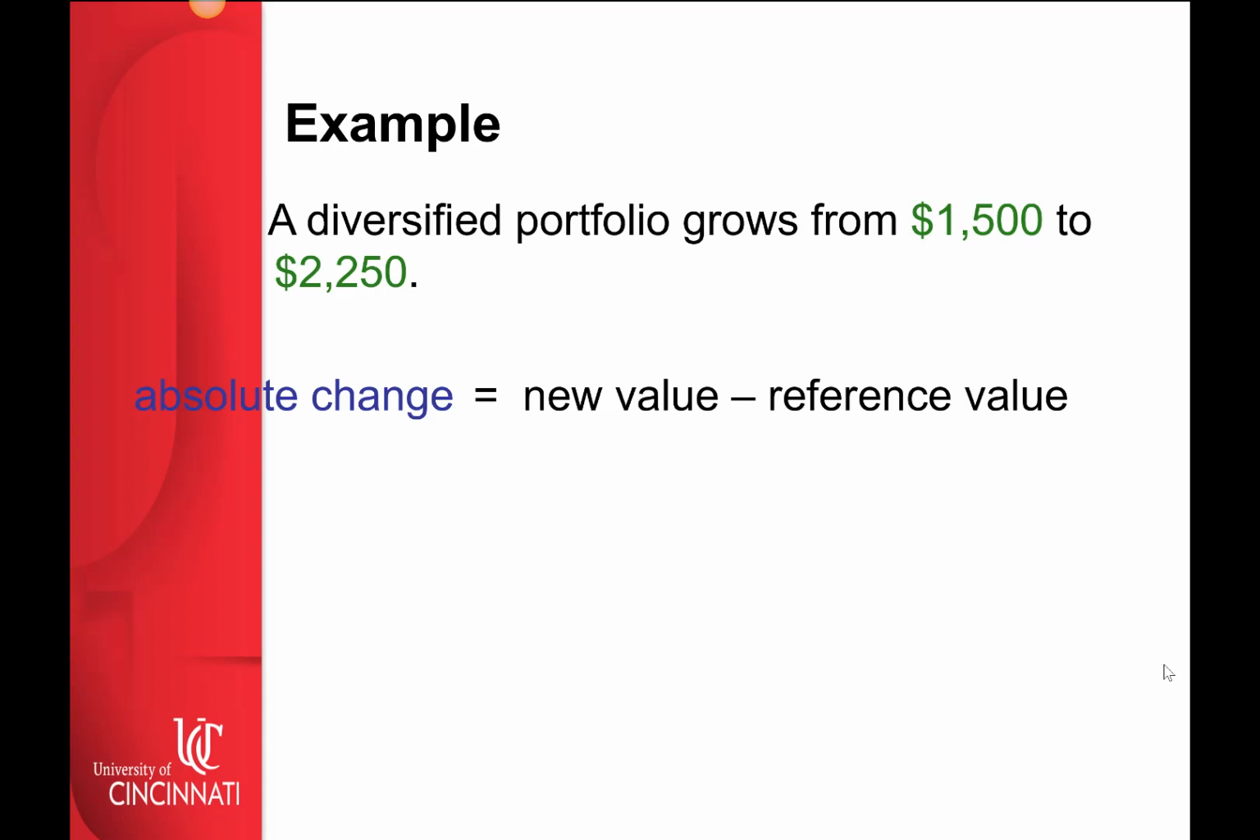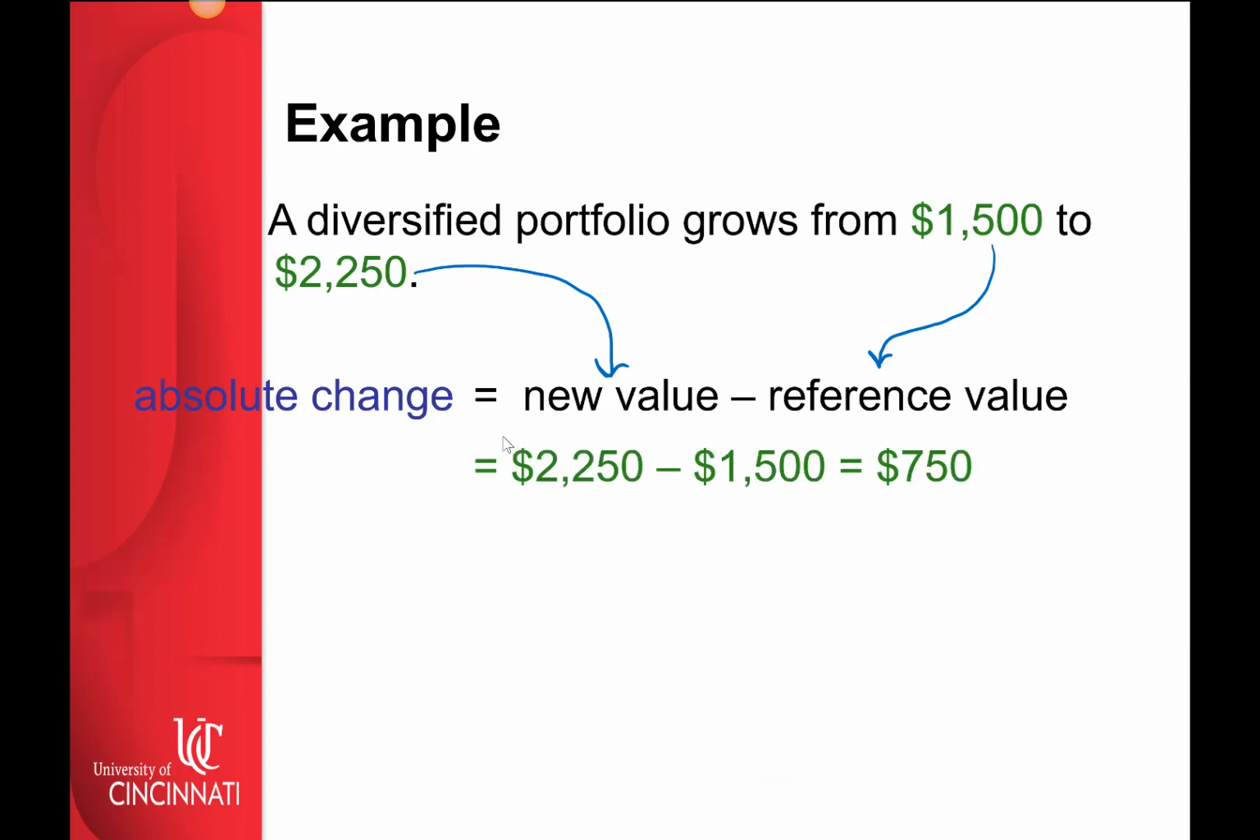Wow. Okay, so the new number here. What's the new number on this? The 2250. That's where you are now, isn't it? What is the reference value? That's the original value, the 1500. So this is going to give you then the 2250 minus the 1500. The absolute change, $750. One way to look at how things have improved is like this. What's the other way?